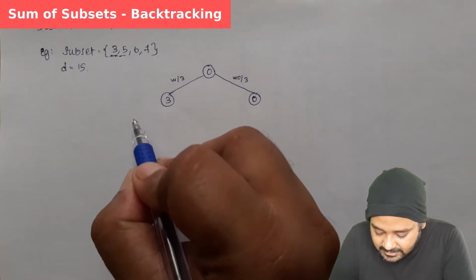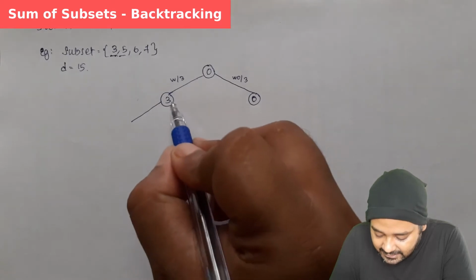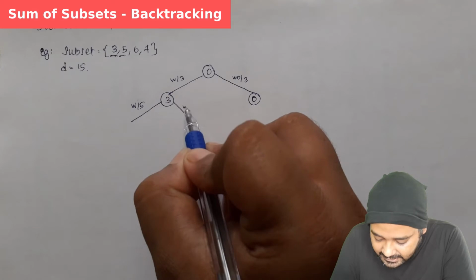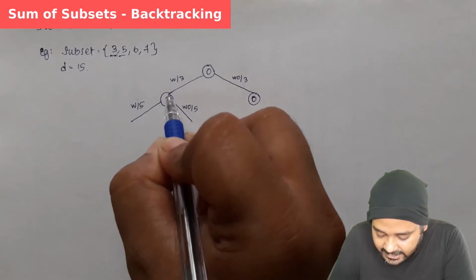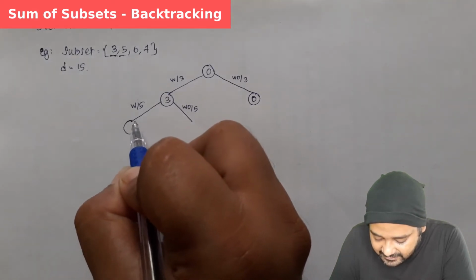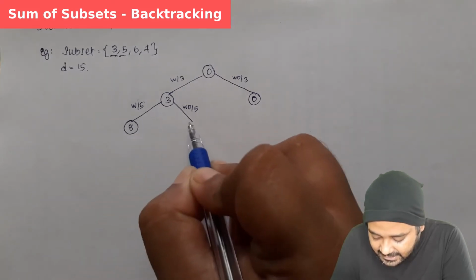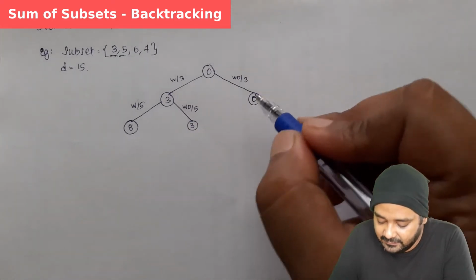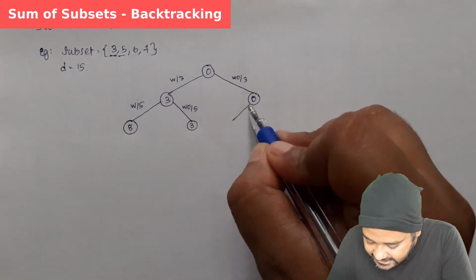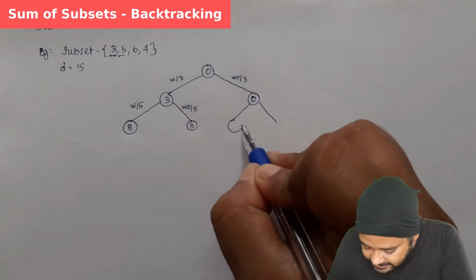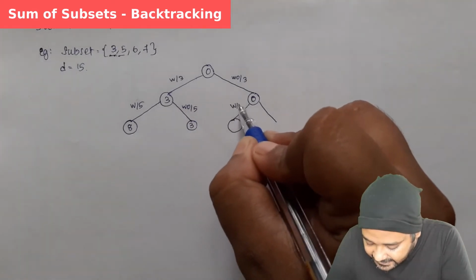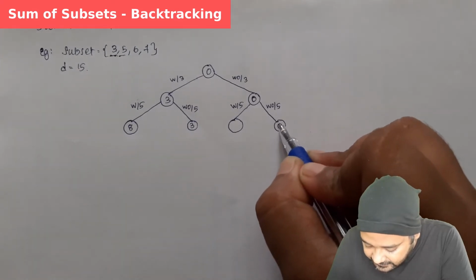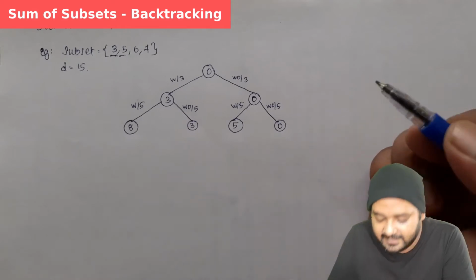Similarly, I construct another level, taking with 5 and without 5. My sum is already 3 right now. With 5, my sum becomes 8, and without 5, my sum stays 3. Similarly, for the other side of the tree, we construct the same. Without 5 my value will be 0, and with 5 my value will be 5.